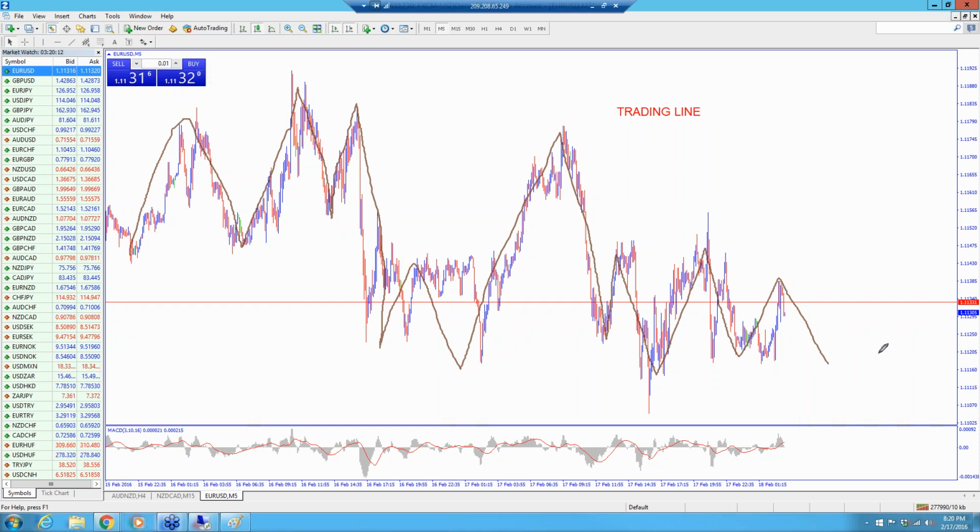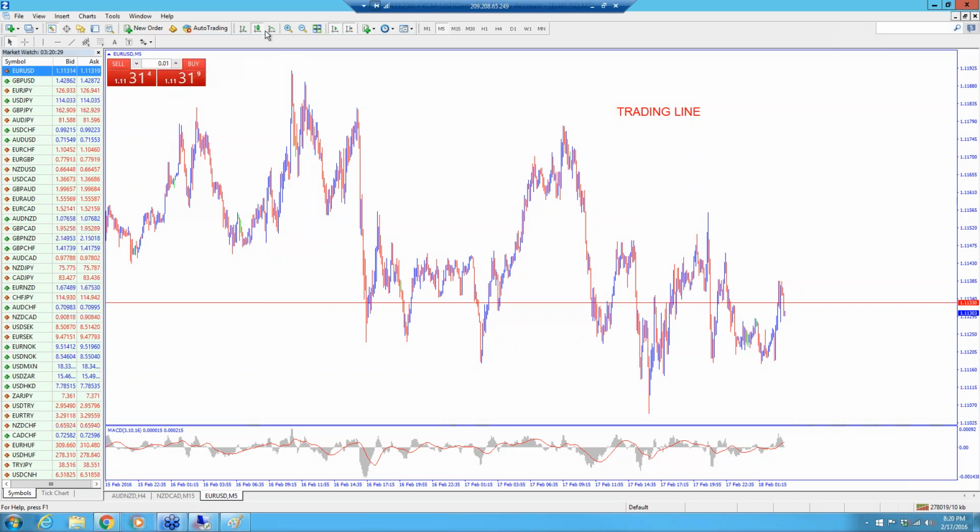Somebody had audio problems. I got to come back. This is my whiteboard. So this is called a trading line. There are different types of trading. When you are trading, you want to know what is best for you in terms of risk and reward.